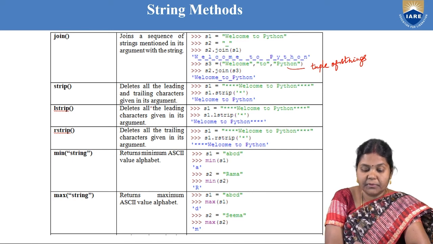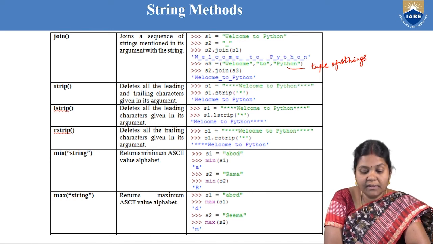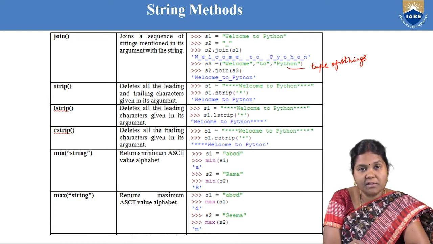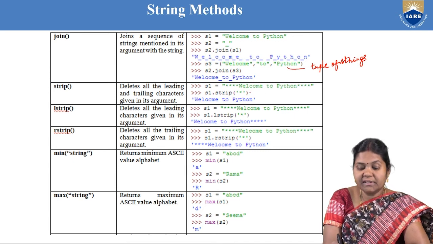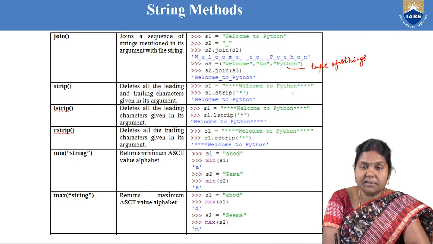Next is called strip. If you want to delete all the leading or trailing characters given in the argument, then you can strip them off. How? You can see S1 is a string containing leading and trailing stars. This is a special character.